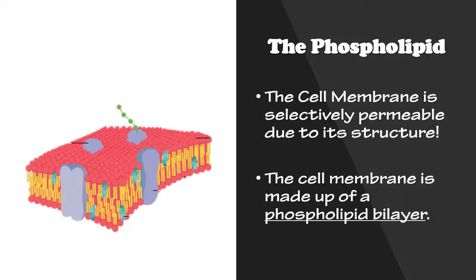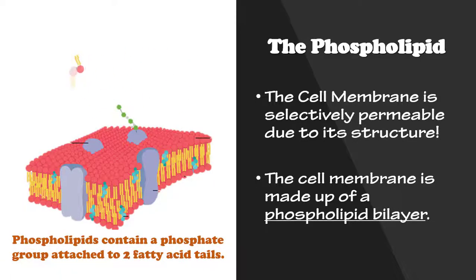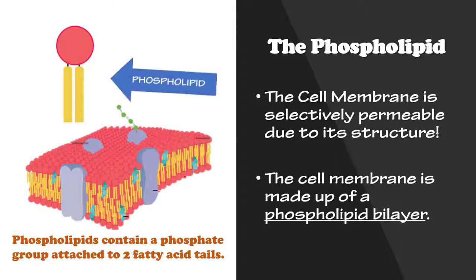The cell membrane is selectively permeable due to its structure. The cell membrane is made up of a phospholipid bilayer. Phospholipids contain a phosphate group attached to two fatty acid tails. Let's see why this is so important.